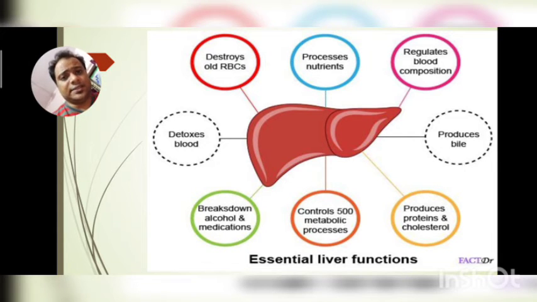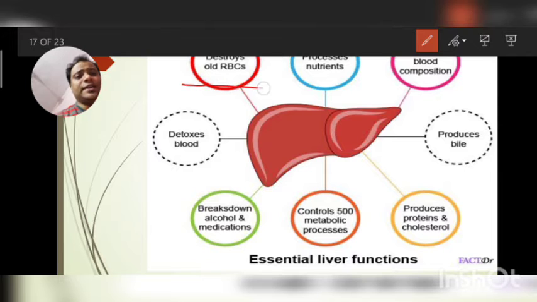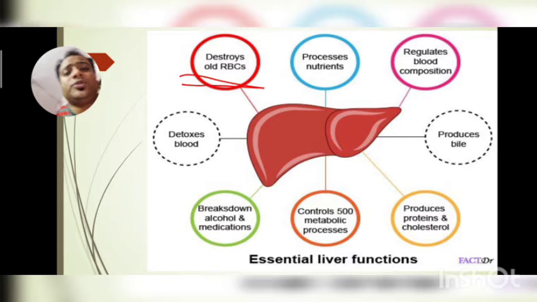The first function is to destroy old RBC. The liver is the graveyard of RBC. Whatever RBC are destroyed after 120 days are disposed of in the liver. After that, the destroyed RBC go out of the body through urine.